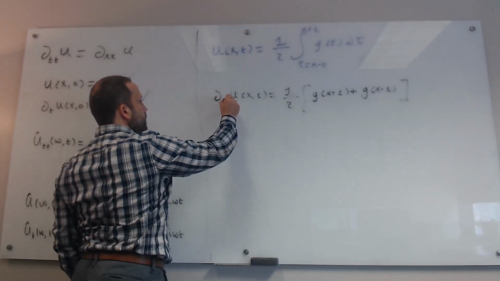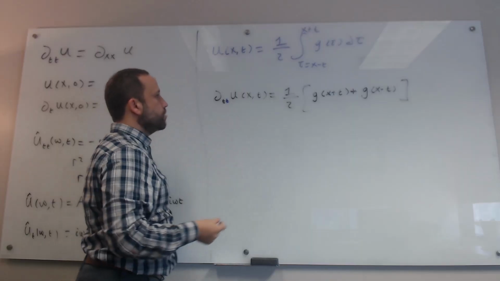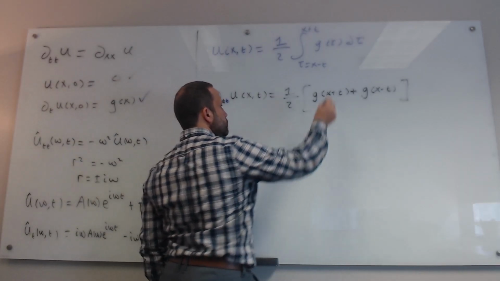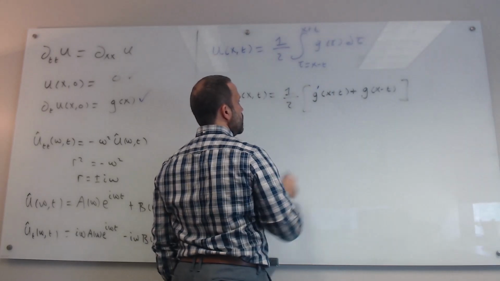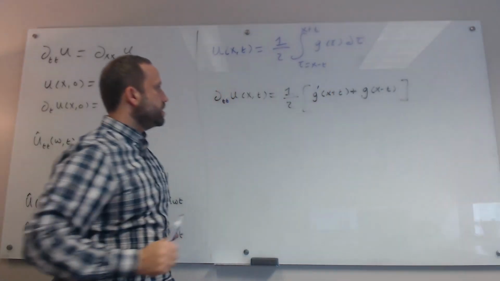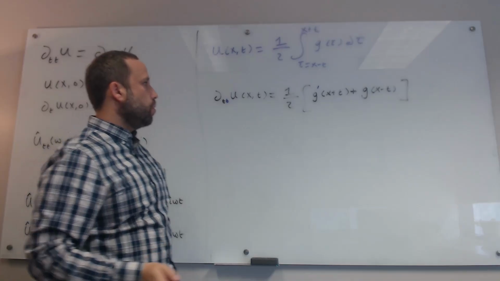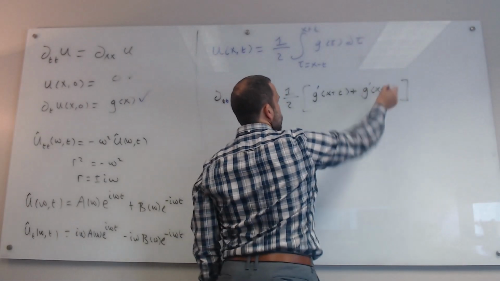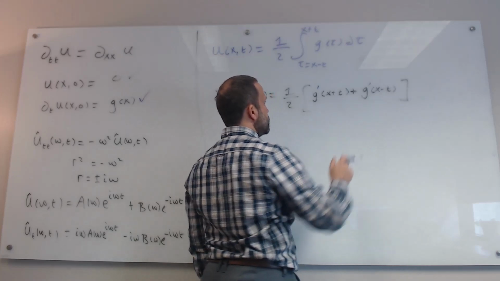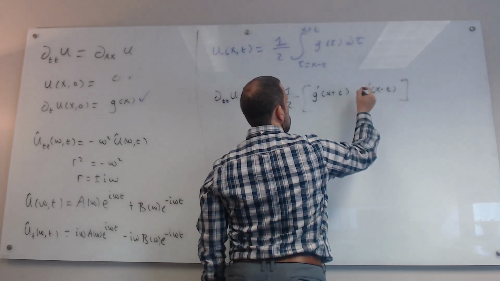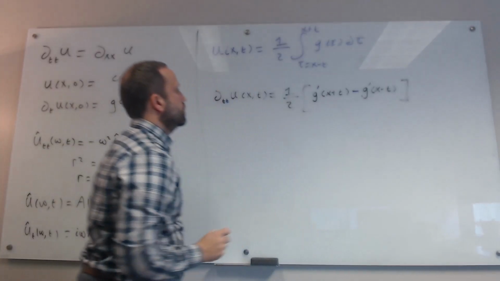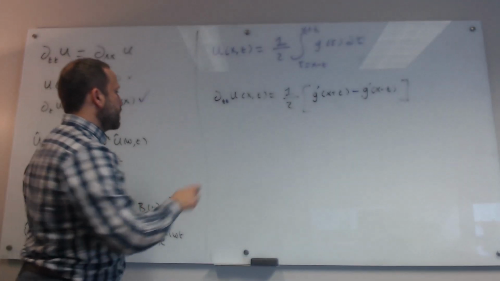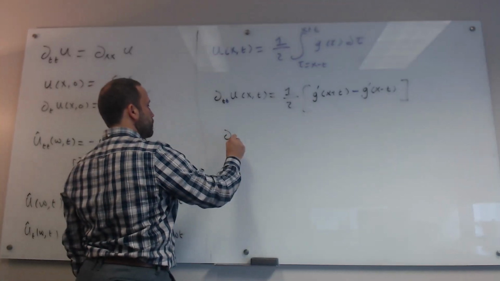If I take a second derivative, I just do the normal multivariable chain rule. It's going to be g prime of x plus t times the derivative of x plus t with respect to t, and that's 1, plus g prime of x minus t times the derivative of x minus t with respect to t, and that's minus 1. So we're going to have this. Okay, so that's the double t derivative. Now let's do the double x derivative. It'll give us another chance to do this chain rule.